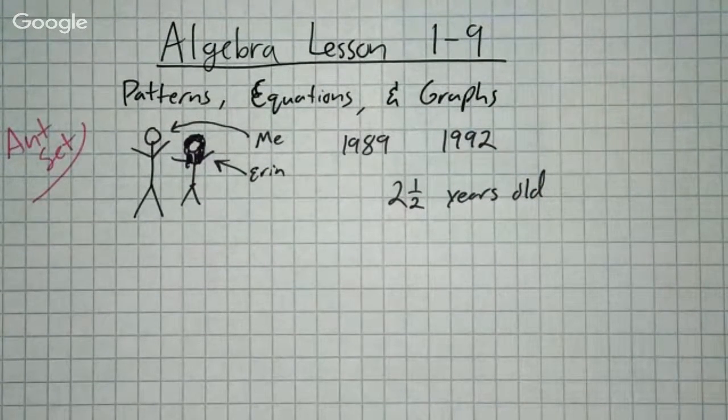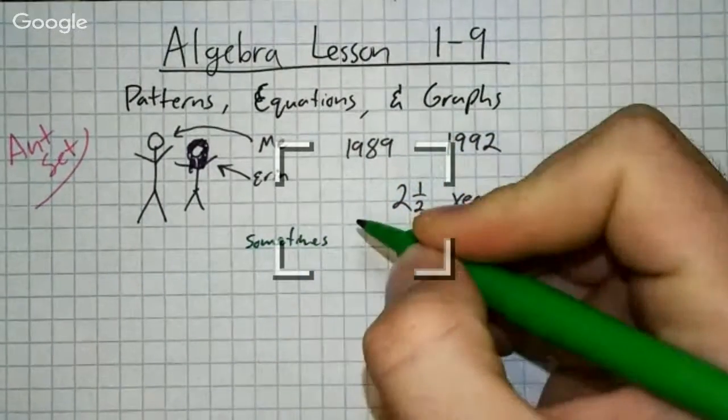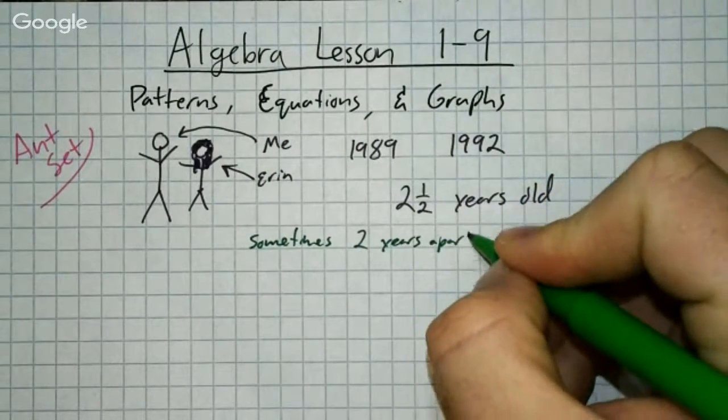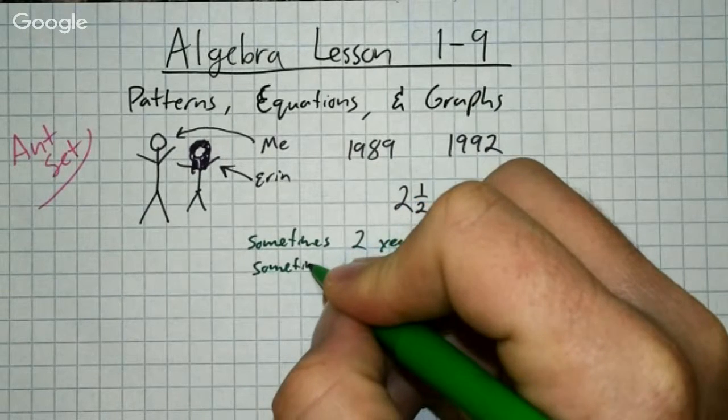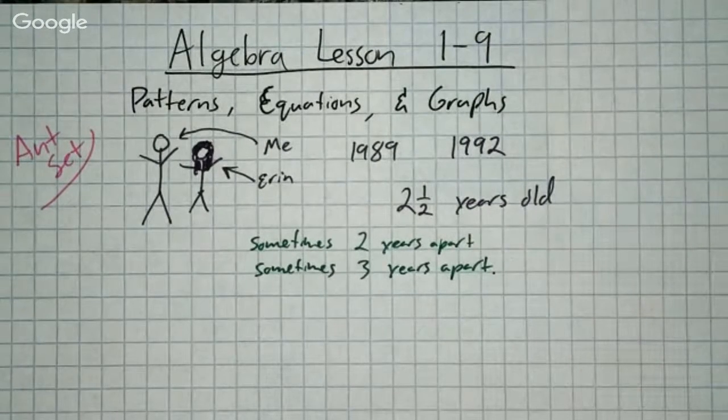As we grew up, we were pretty good friends. As we grew up, we realized that sometimes we were 2 years apart, and sometimes we were 3 years apart. I remember being a kid, we were very confused about that. Every once in a while we'd realize, wait a minute, I'm 7 and you're 4, that's 3 years. And then a little bit later, I'm 7, you're 5, now it's 2 years. We were always kind of confused about that.